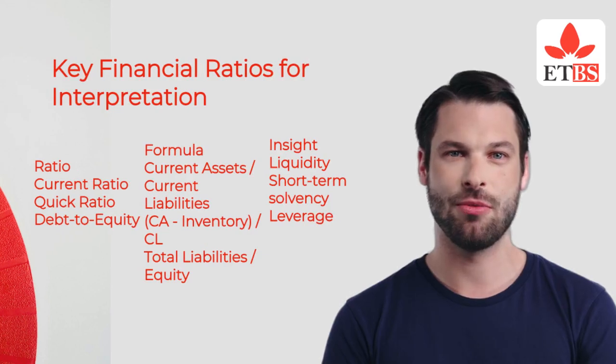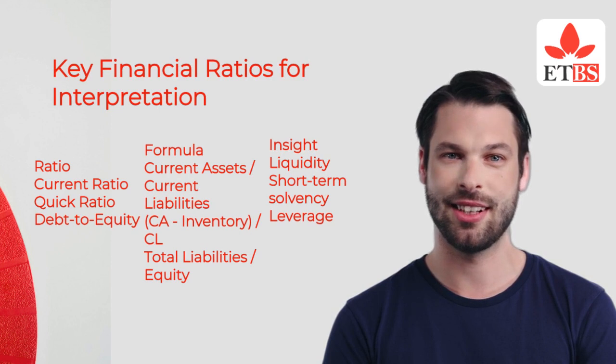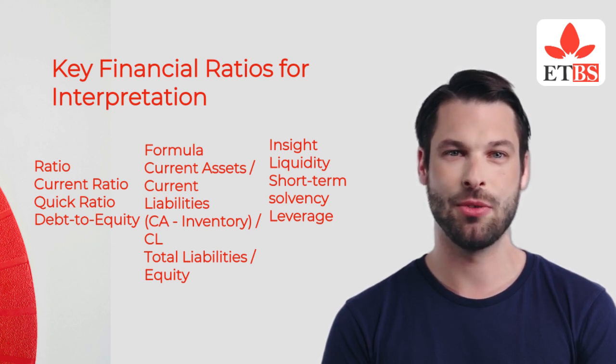Key financial ratios for interpretation. In this course, we will be using ratio, formula, and insight in our table. 1. Current ratio: current assets over current liabilities, liquidity. 2. Quick ratio: current assets minus inventory over current liabilities, short-term solvency. 3. Debt to equity: total liabilities over equity, leverage.